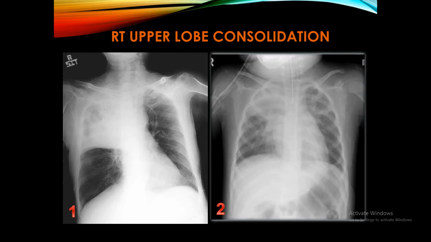اللي هي ممكن تكون deviation of trachea أو elevation of horizontal fissure. Neither of them are present, so we are dealing with a patchy opacification without loss of volume, so we are dealing with a consolidation.